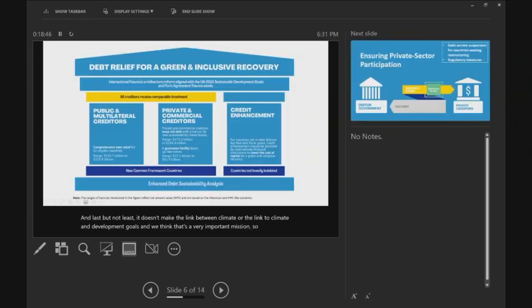So here you have a chart, and I'm sorry that we can't enlarge that on the screen, that shows the debt relief for green inclusive recovery proposal in a nutshell. And the starting point for us is an enhanced debt sustainability analysis. So the IMF and the World Bank conduct debt sustainability analyses where they try to assess whether a country can shoulder its debt or not. And these DSAs have had a lot of shortcomings.